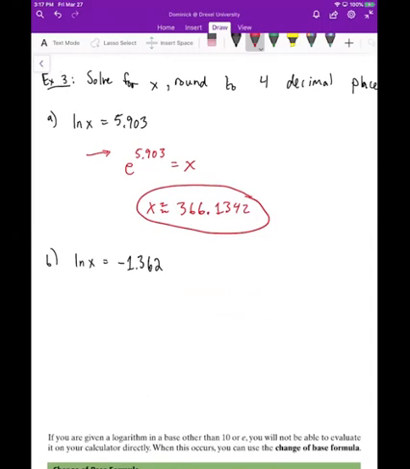In part B, same idea. We want to convert this, so I want to say this is e to the negative 1.362, and that will give me my x value. So if we type this in, negative 1.362, we're going to get that this is roughly 0.2561. All right, so that's solving a couple of these simple natural logarithmic equations.